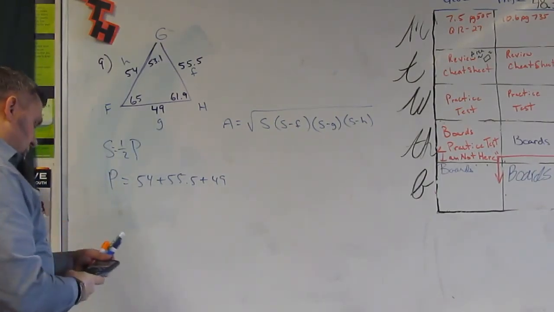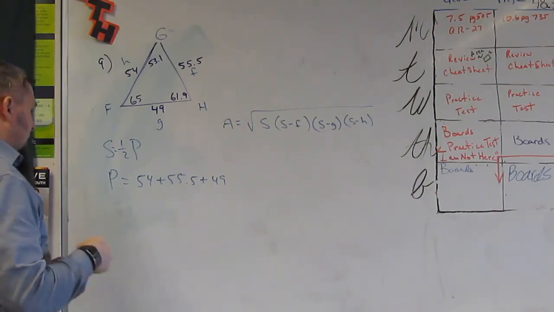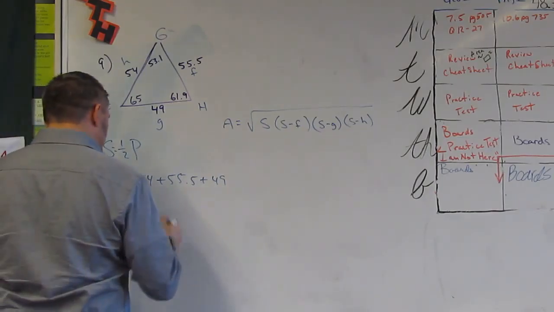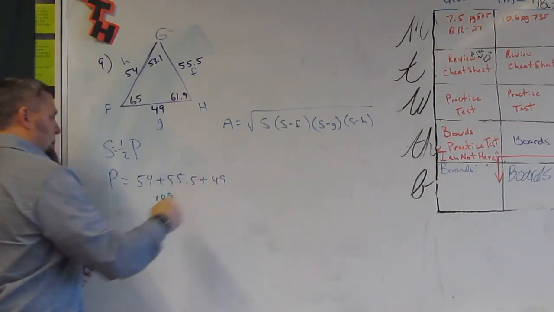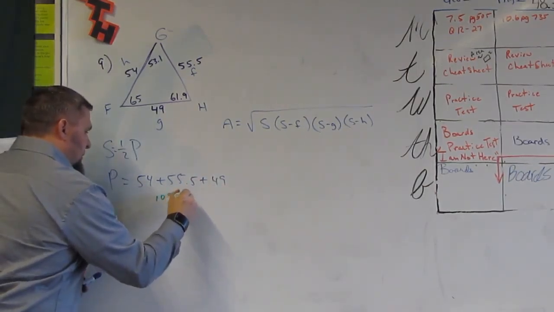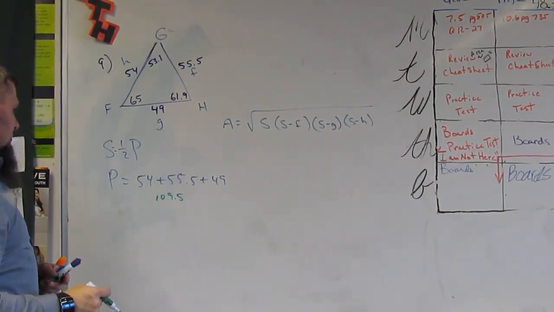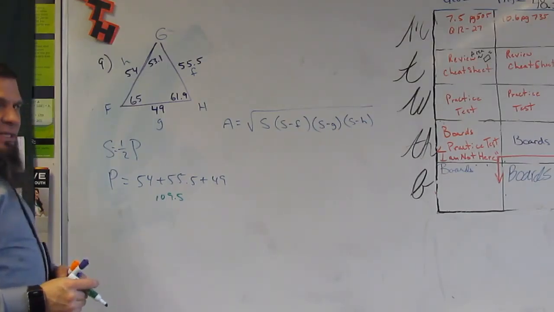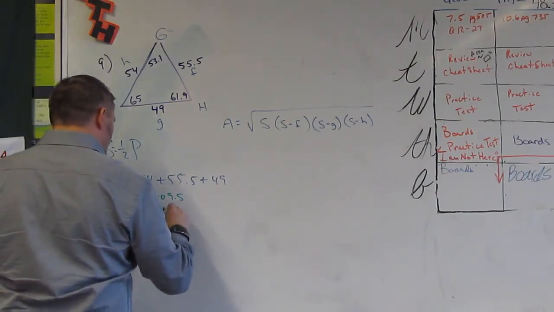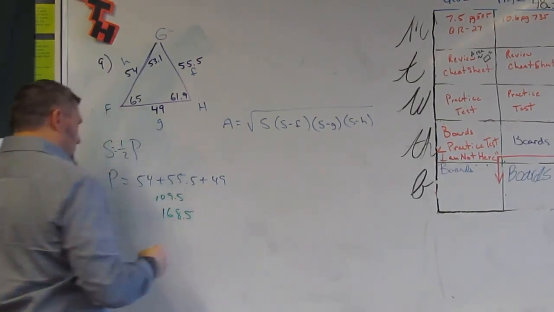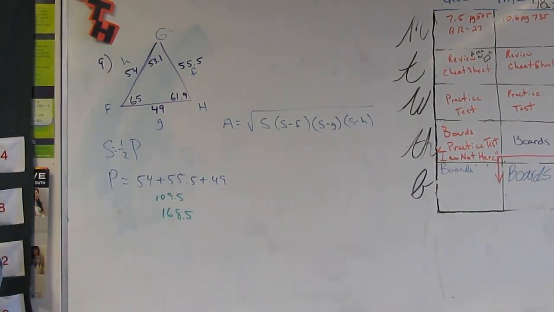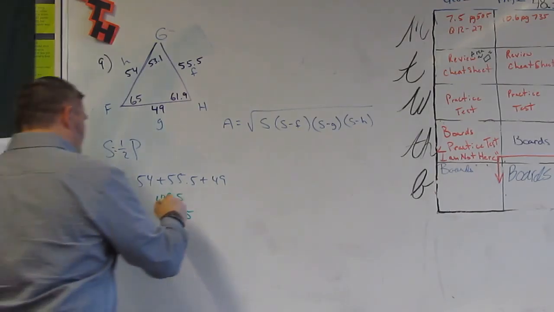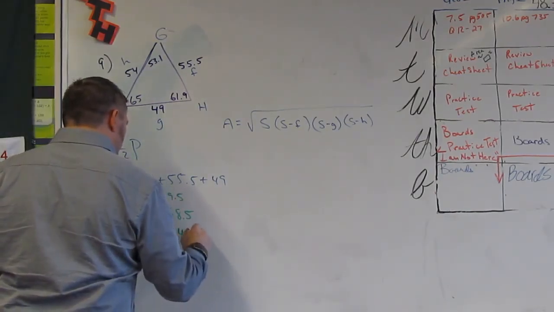So we have 109.5 plus 49, so 168.5. Then we got to divide that in half, which would be 84.25.